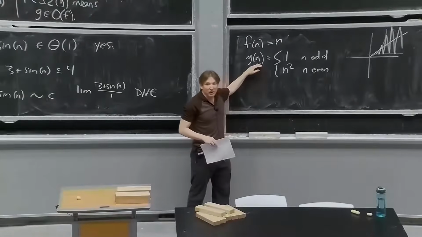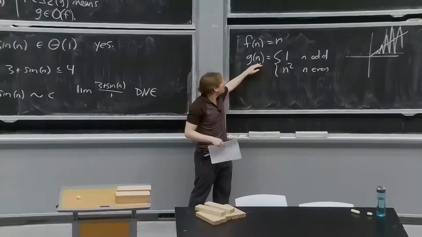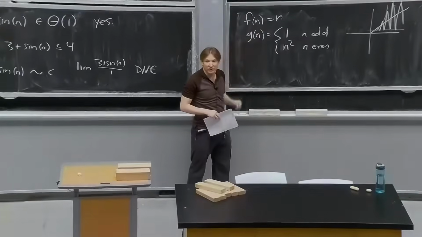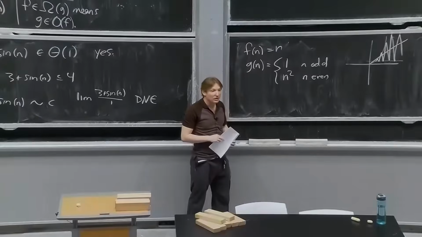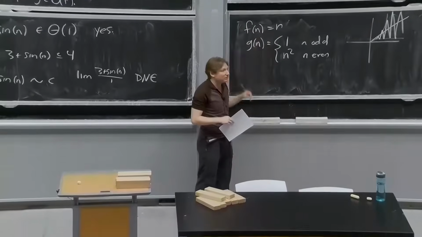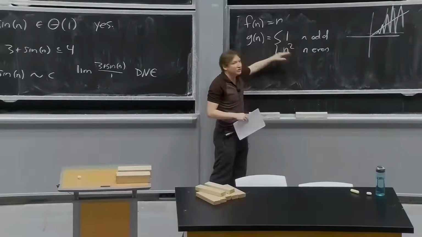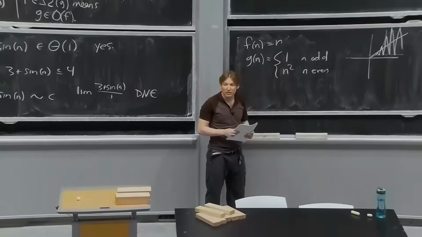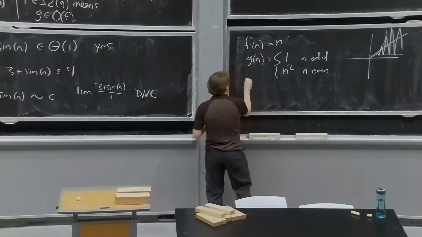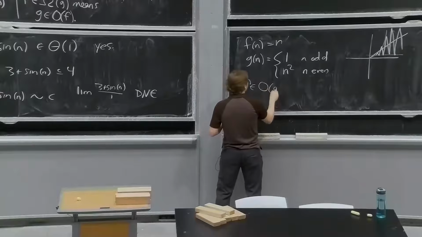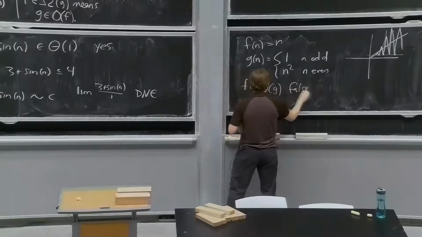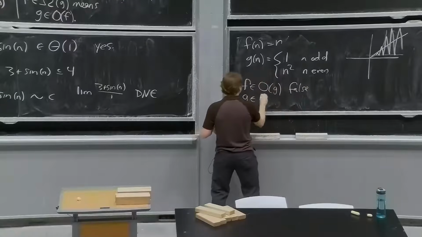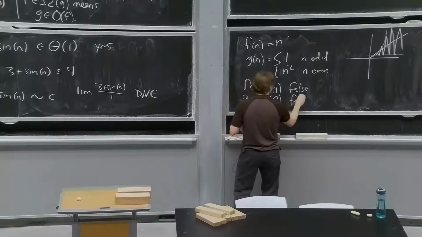If you scale g by a constant, you'll never be able to make it bigger or smaller than n, because the ratio is too much, depending whether you're looking at the odds or the evens. You can't scale it in either direction. So f in big O of g is false, and g in big O of f is also false.